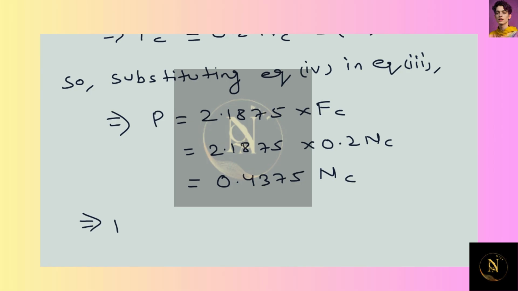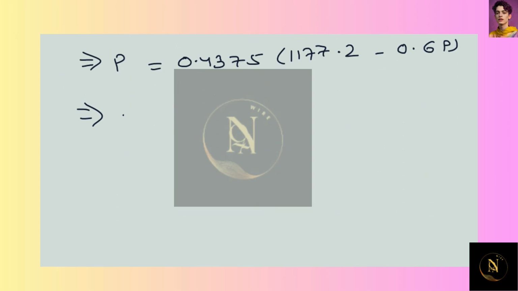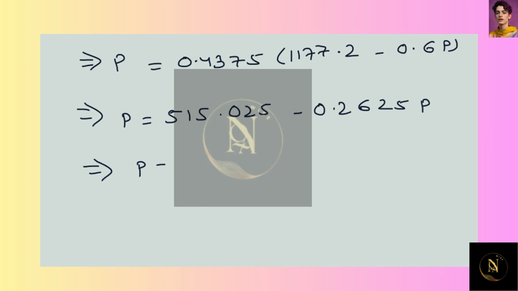On solving, we can write it as 0.4375 NC. So P is equal to 0.4375 into (1177.2 minus 0.6P). Further we can write P is equal to 515.025 minus 0.2625P. So P is coming as 407.94 Newton.